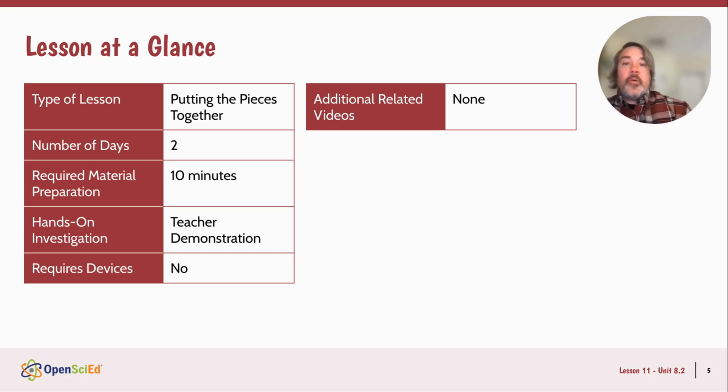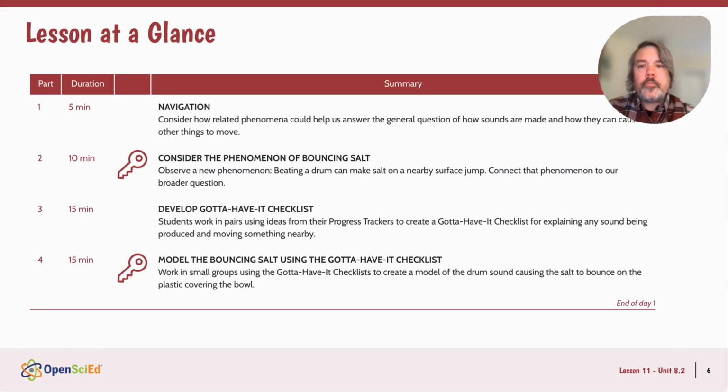This is a putting the pieces together lesson, right? So we're going to put a lot of things together in this lesson, have some really great aha moments. This is 2 days. Take about 10 minutes to get set up. There is a teacher demonstration that we're going to talk through, but there are no other hands-on investigations. Students do not really need devices for this. It depends how they're going to do the modeling. We can talk a little bit more about that in a moment. And there are no additional related videos.